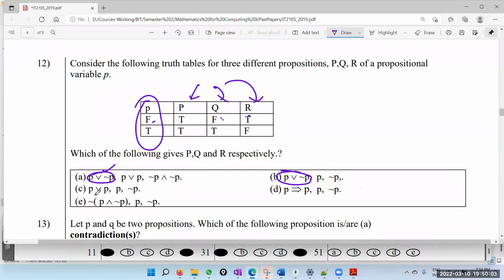p or p, we can't say it is true, because if it is false, false or false is false. So it is no, because capital P is always true. False or false is not true. So therefore, this is wrong.